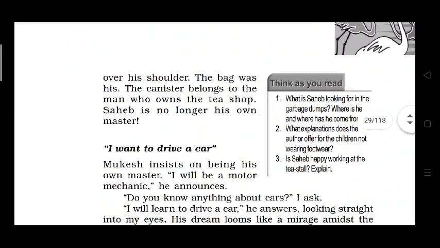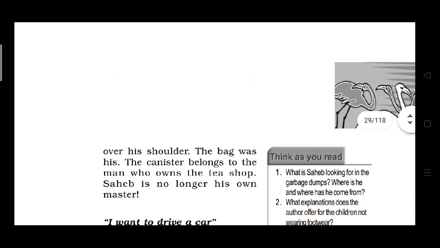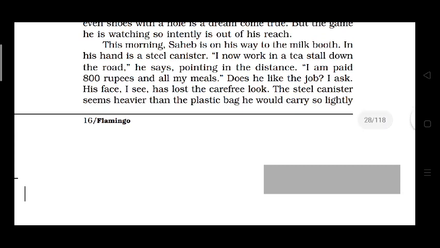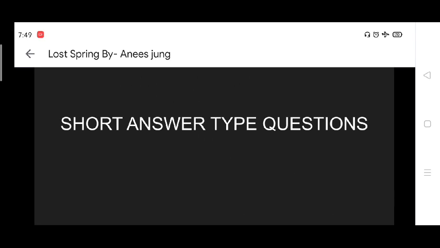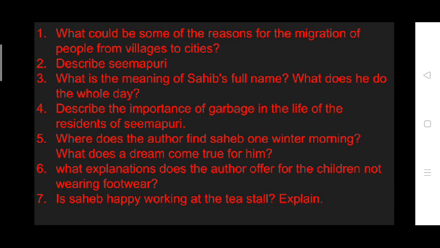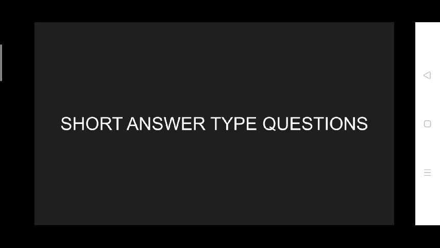The bag was his. The canister belongs to the man who owns the tea shop. Sahib is no longer his own master. So one might say that he has progressed in his life. From a rag picker, he has become an employee in one of the tea shops. But for Sahib, things are not like that. And perhaps he is missing the time when he was his own master. He was a rag picker, sorry, he was at the tea shop. Now he was a rag picker, sorry.